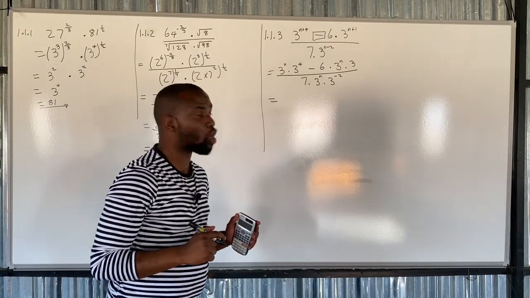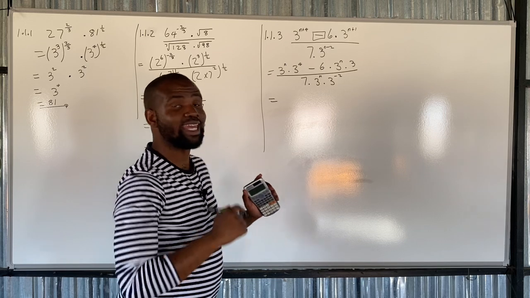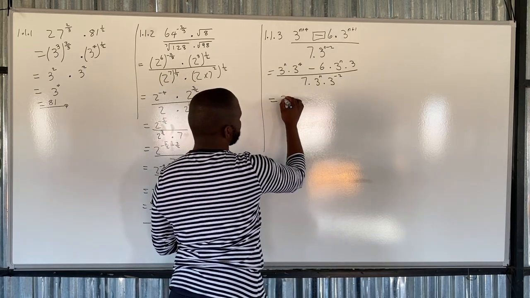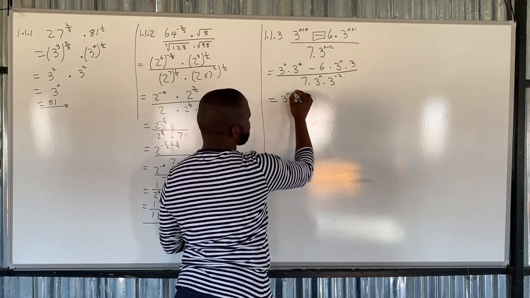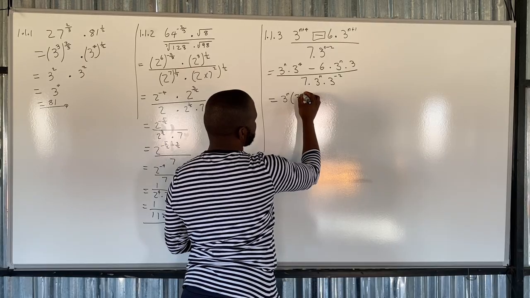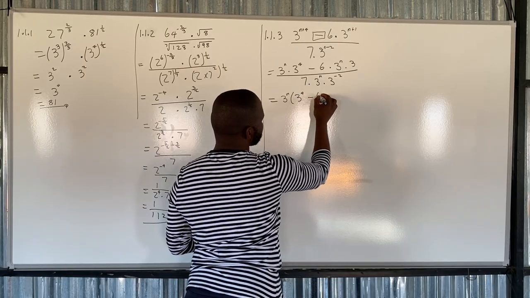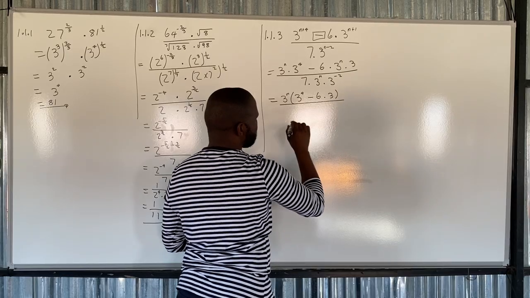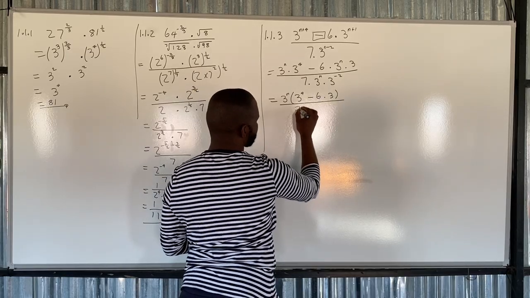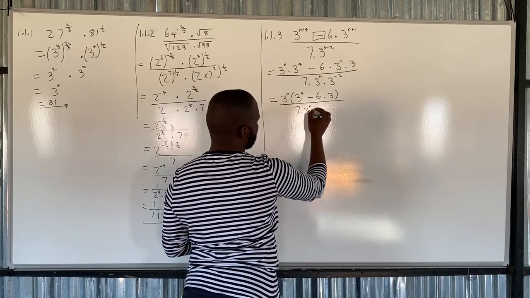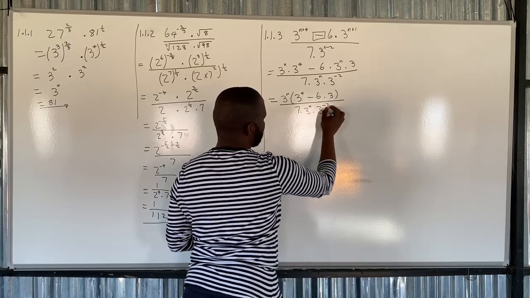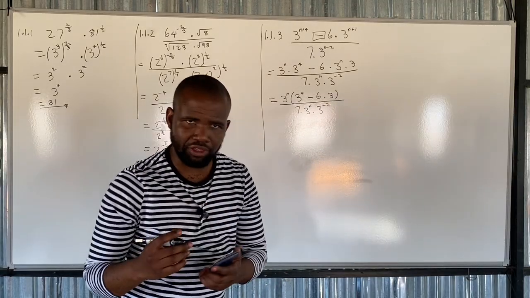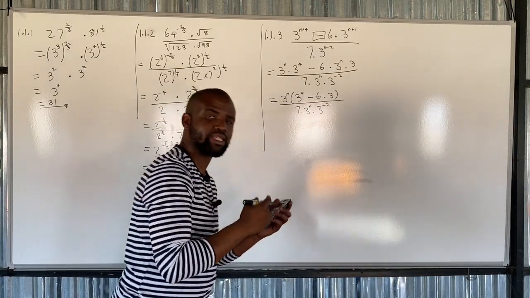Now, equals to. Hopefully you can see there at the top there's what we call a common factor. Then what is going to be our common factor there? It's going to be 3 to the power of n. So 3 to the power of n is a common factor, and then what is left? We're going to be left with 3 to the power of 4 minus 6 times 3, and then all over 7 times 3 to the power of n, and then times 3 to the power of minus 2.